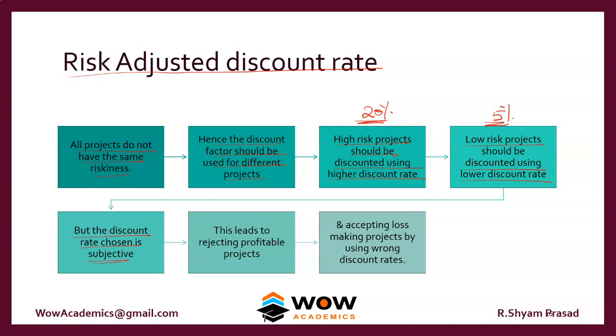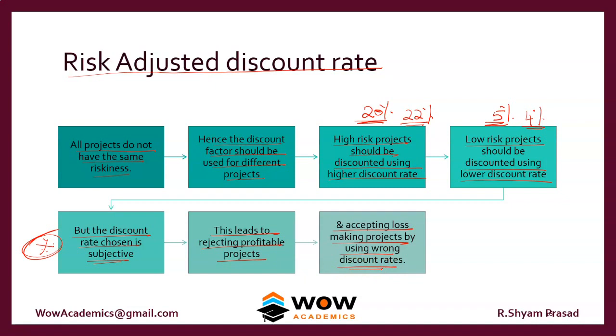That is itself a question. For example, you might have taken 20% and 5%. I might have taken 22% and 4%. So, am I wrong? The answer is, as it is a subjective number, anyone can assume any number. So, that is what they tell here. The number which we choose for discount factor is a subjective number. What is the problem with this? This leads to rejecting profitable projects and accepting loss-making projects using the discount rate.